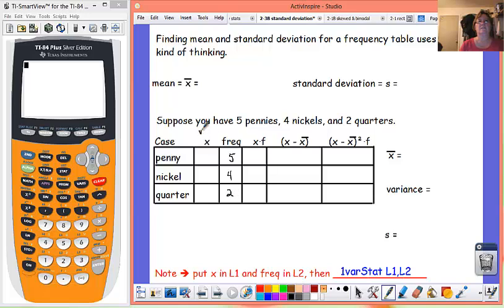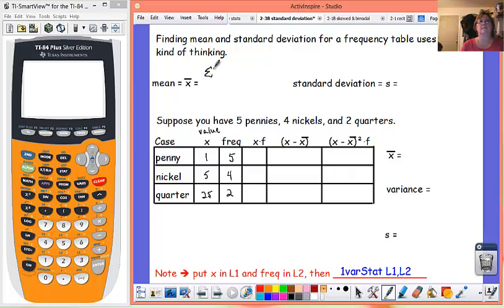The value of those coins, that's the X in this problem. A penny is worth 1 cent, a nickel 5 cents, and of course a quarter 25 cents. To find the mean of this frequency table, the thinking is similar, okay?